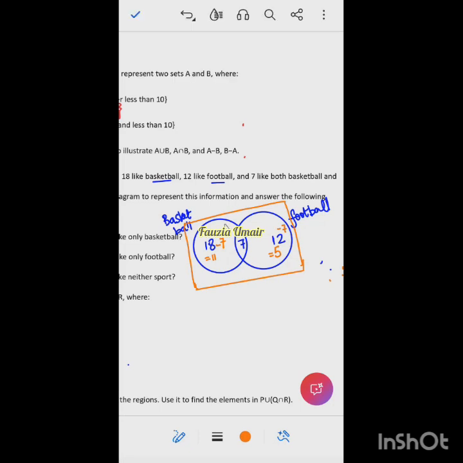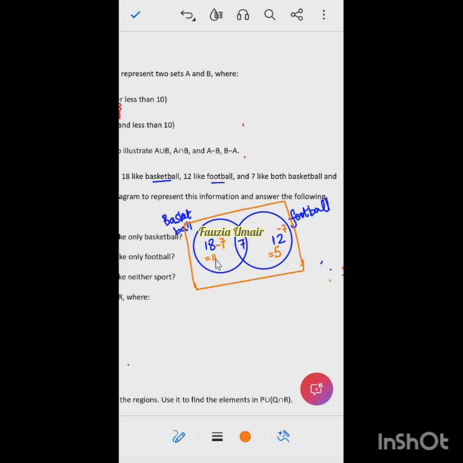Ma'am, the rest of the students aren't in either of the circles. They're in the box because they don't like sports. Excellent. So you got the hint, because I have made this box. You can see this box is the students. It's not written in the question that every student likes one of the games.